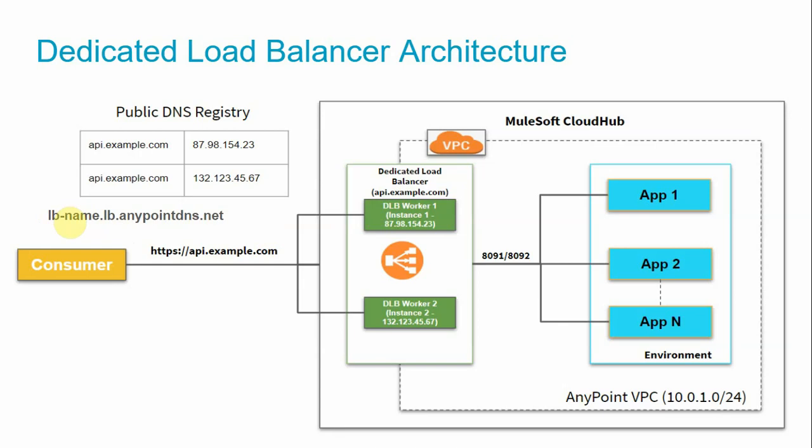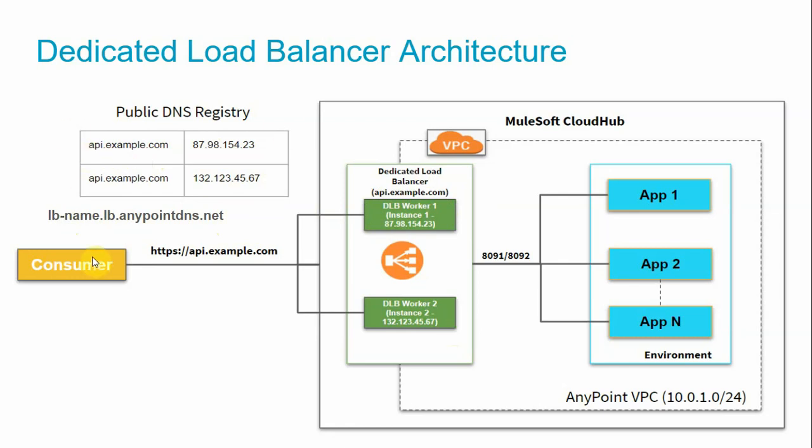Generally, we have to make a public DNS entry. I want a custom URL, because this LB name doesn't look good and isn't user friendly. So I can create something like api.example.com and map it in the DNS registry to these IP addresses. It is generally recommended that you can map to the two IP addresses given by the dedicated load balancer, or you can map api.example.com to the DNS record created by the dedicated load balancer. Okay, so this is the architecture of the dedicated load balancer.